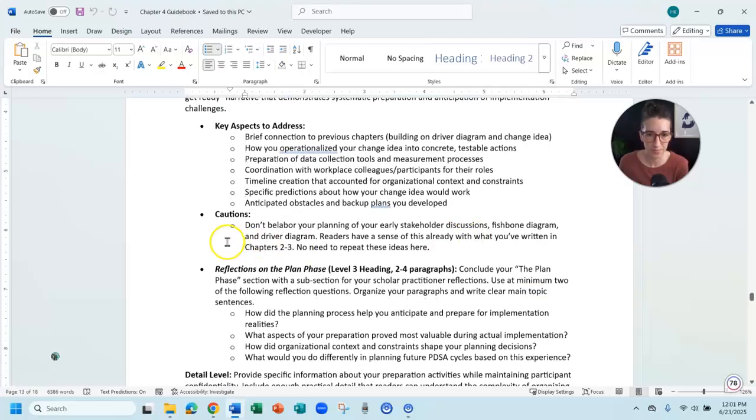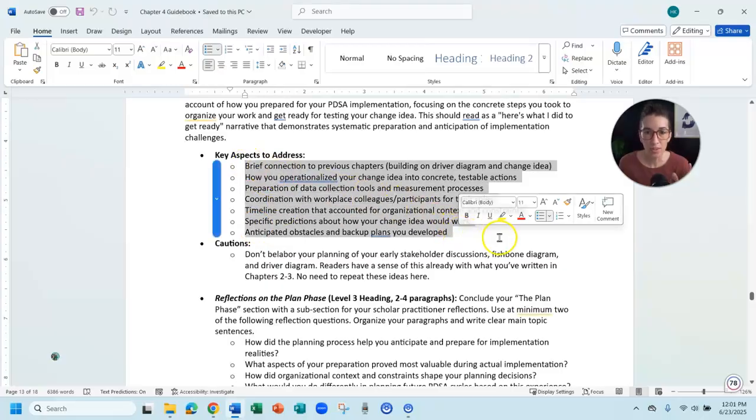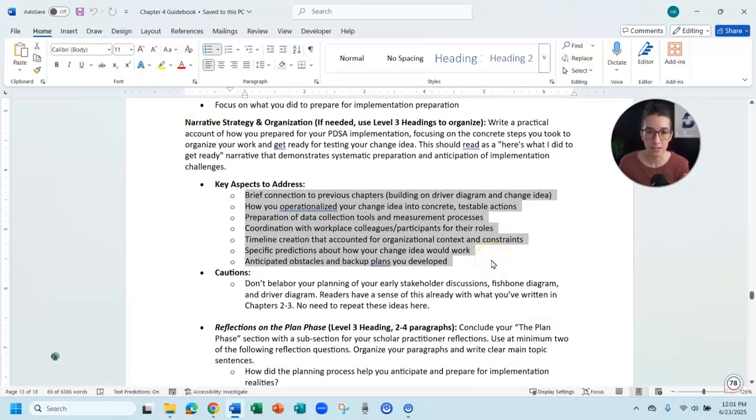Some cautions. Oh, maybe I'll pause. Remember, these key aspects to address are the things that you want to organize in your own way into clear, coherent paragraphs with some clear organization. If level 3 headings help you organize that, then use level 3 headings. Okay?